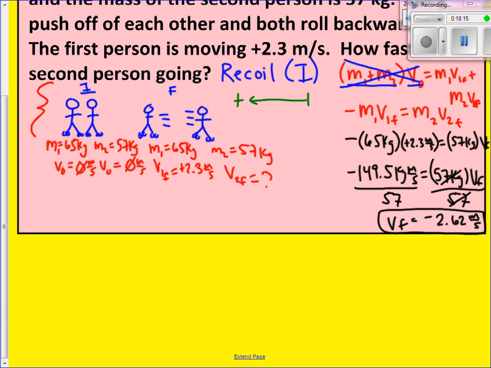Notice how the negative is already in my answer because of the way I set the problem up. So long as you stick with your sign and write the equation correctly, you'll always have the correct sign. And notice that needs to make sense, because if person 1 has a positive velocity, person 2 must have a negative velocity because they're going in opposite directions.